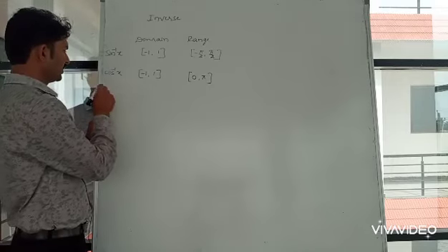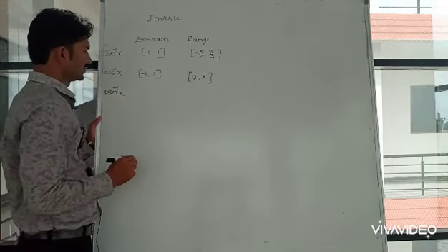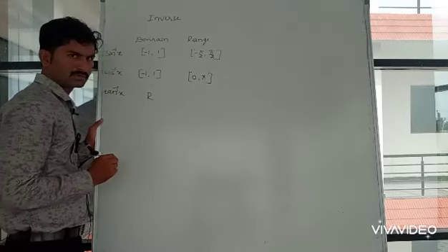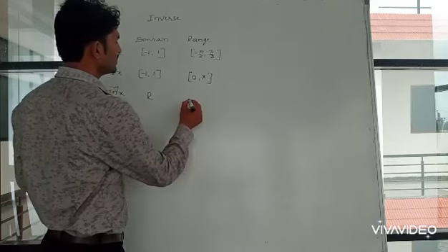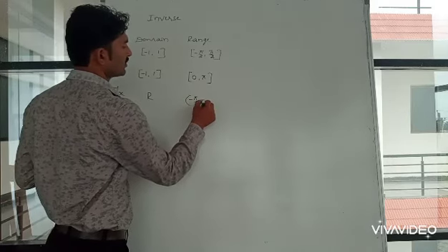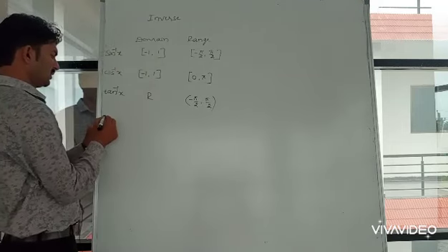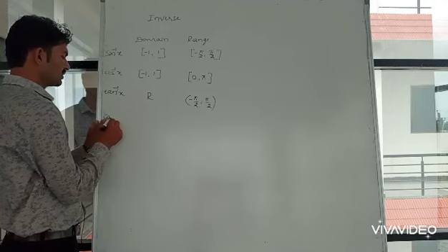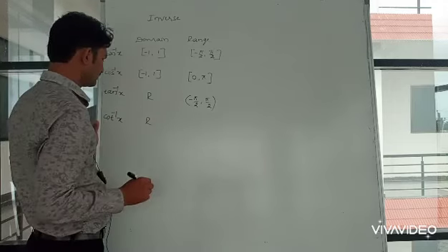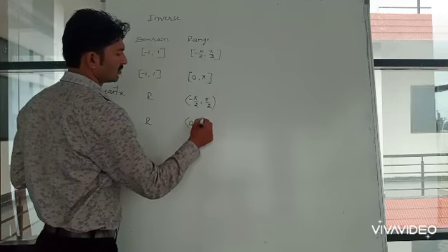Okay, closed interval. So if it is tan inverse of x, the domain is capital R, then what is the range here? Open interval -π/2 to +π/2. Then cot inverse of x, the domain is capital R here, then the range is open interval 0 to π.